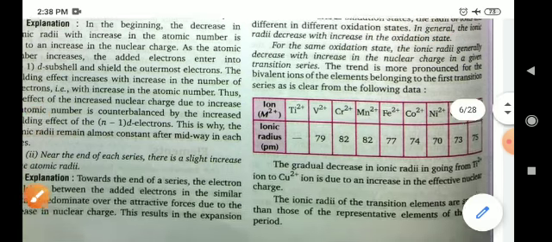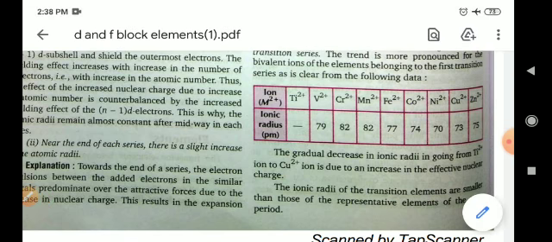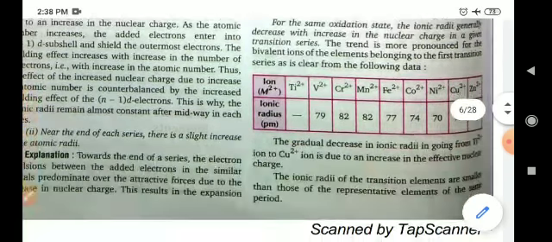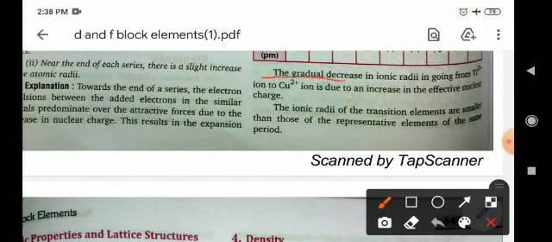Okay, you can see here the gradual decrease in ionic radii in going from titanium 2 plus to copper 2 plus ion, which is due to an increase in the effective nuclear charge. The ionic radii of the transition elements are smaller than those of the representative elements of the same period.